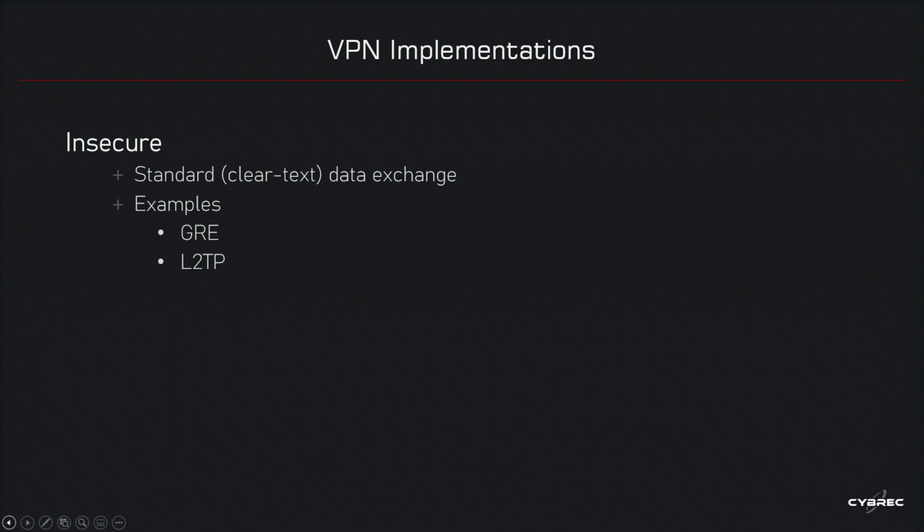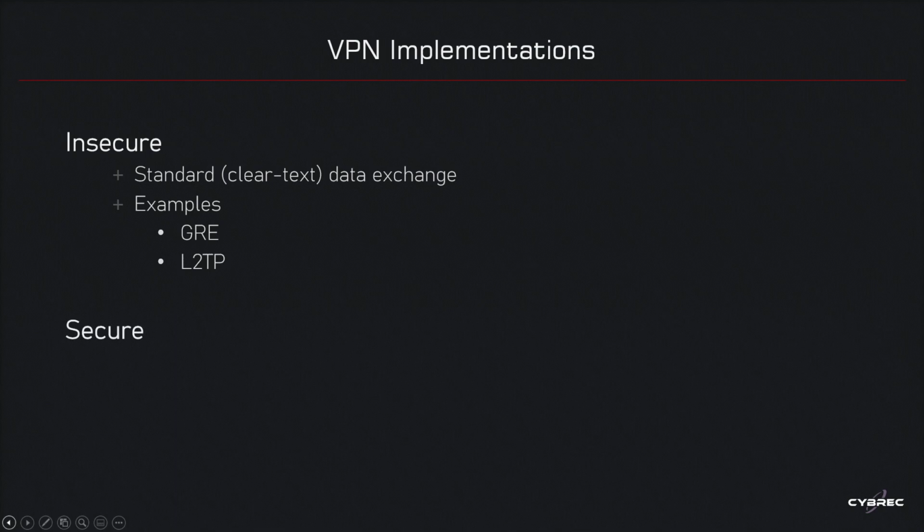GRE is for multi-protocol tunneling. L2TP is an example of a layer 2 VPN implementation. But the key thing is that both of these protocols exchange data in clear without any security services involved.